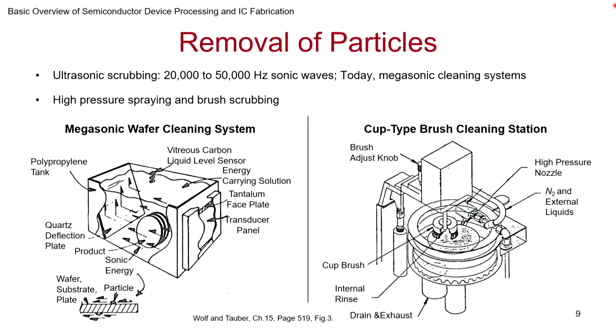Another hands-on, if I may say so, approach is high pressure spraying and brush scrubbing, good old scrubbing. But of course, these are sophisticated equipments. You have a cup type brush here in a brush cleaning station, and the wafer is here, and then it goes around the wafer. It doesn't exactly touch it, but with some liquids and nitrogen and other things, it ends up unsettling all the particles and removing it from the wafer. So this is one of the ways in which you can do this.